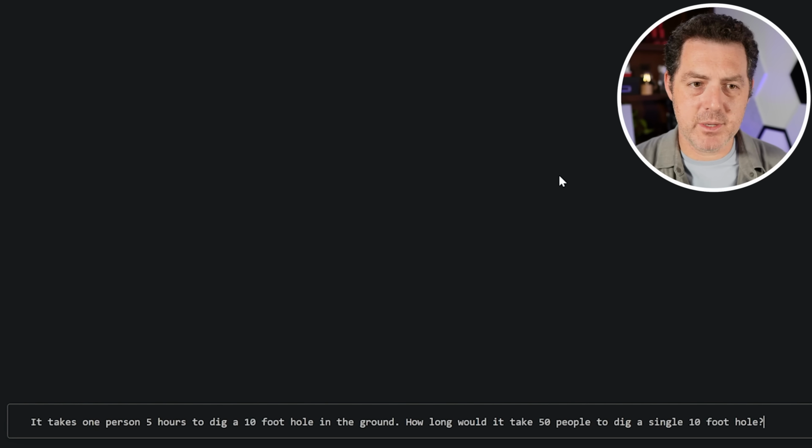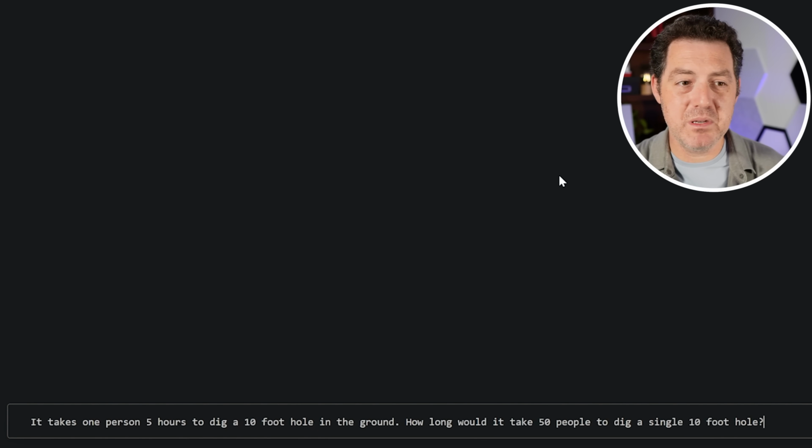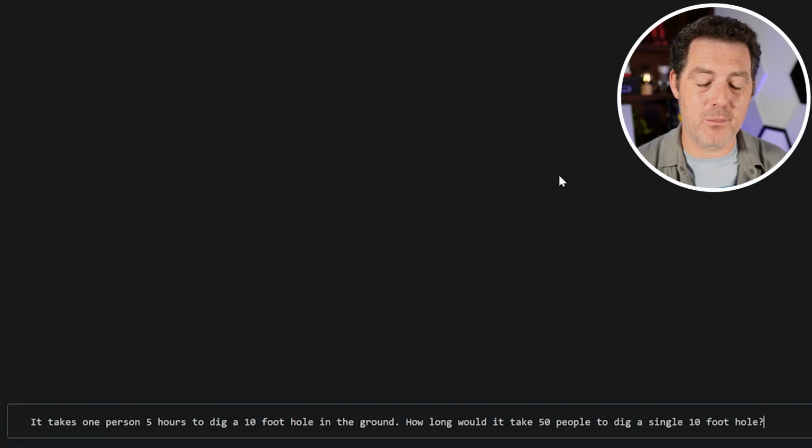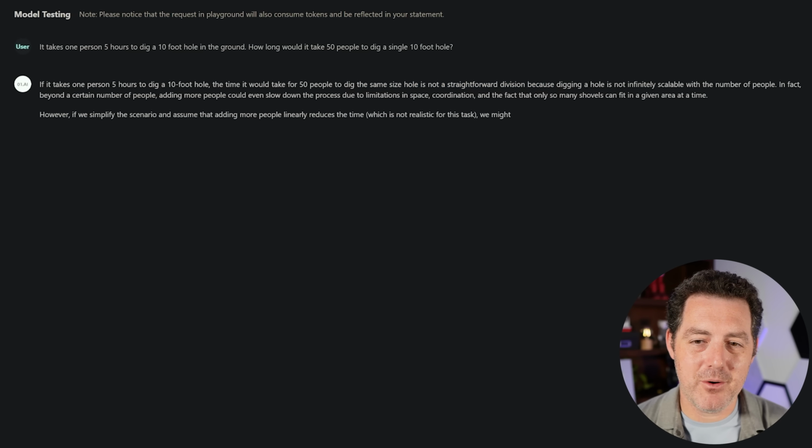All right, last question, because this model doesn't seem to be multimodal, so I'm not going to be able to give it some of the image prompts that I've been testing other models with. So it takes one person 5 hours to dig a 10-foot hole in the ground. How long would it take 50 people to dig a single 10-foot hole? "So it is not straightforward, because digging a hole is not infinitely scalable."